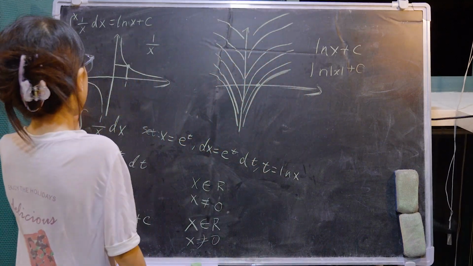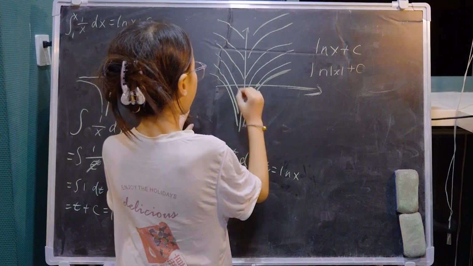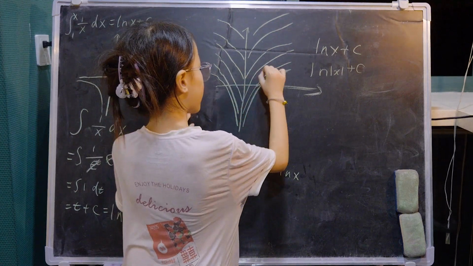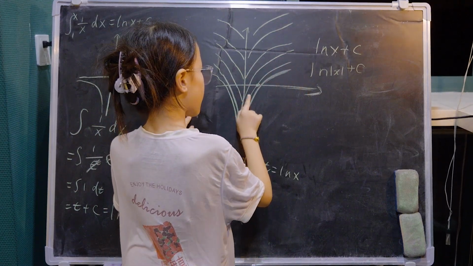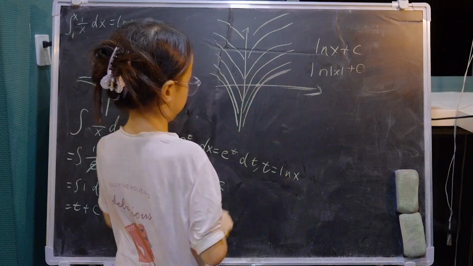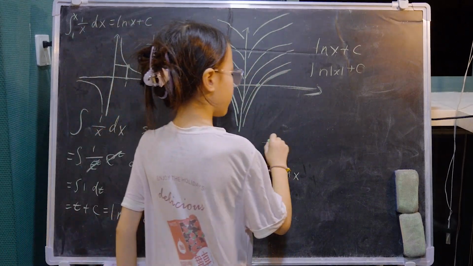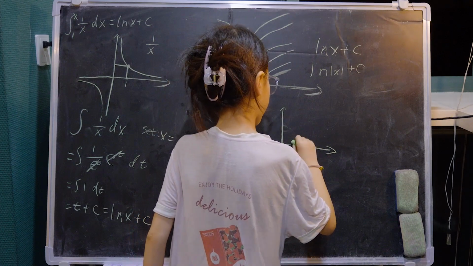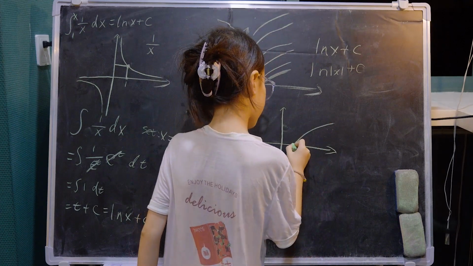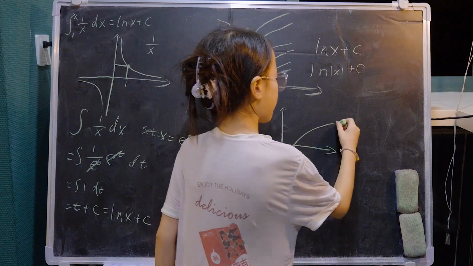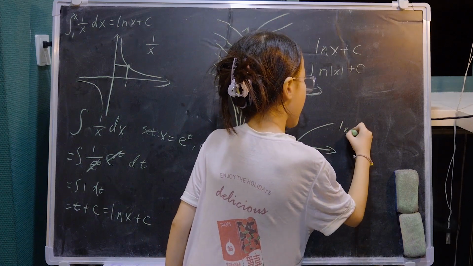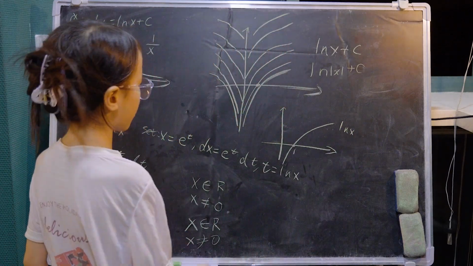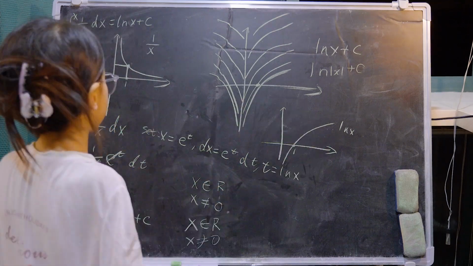When we connect these points together, we get a perfect ln x function. So let's draw it out. This is the ln x function, and this is 1. So we have proved this whole problem.